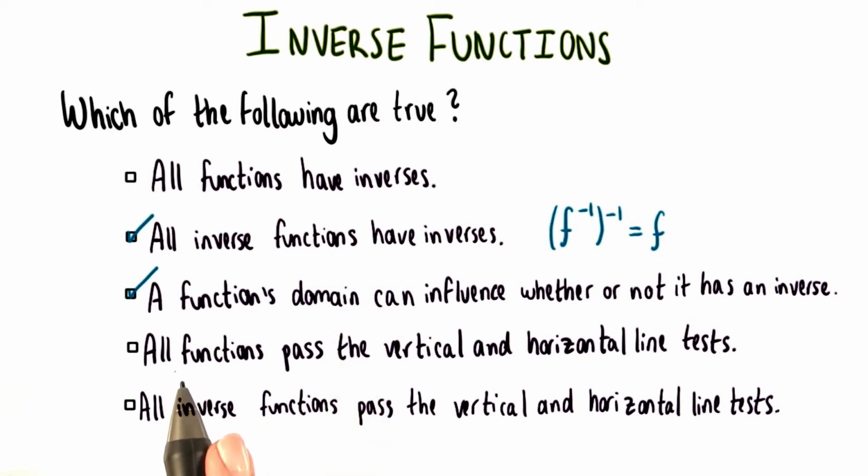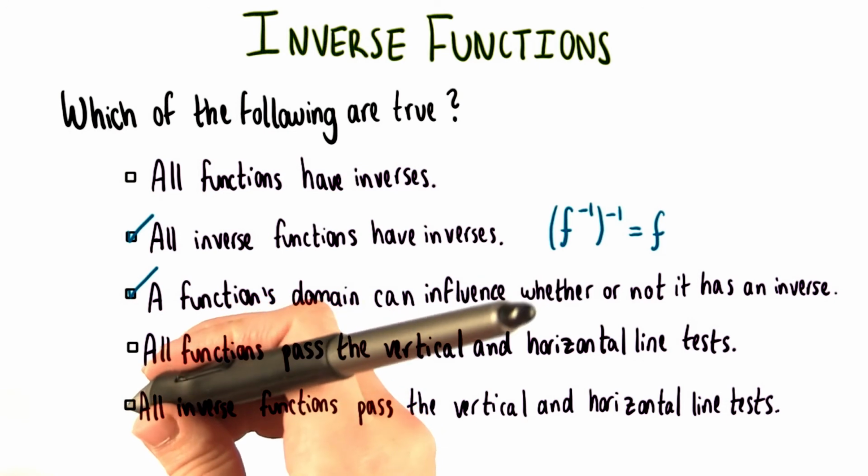Fourth, all functions pass the vertical and horizontal line tests. Well, all functions pass the vertical line test. That's how we know that they're functions. But not all of them pass the horizontal line test. So this isn't true. The last choice, however, is true.